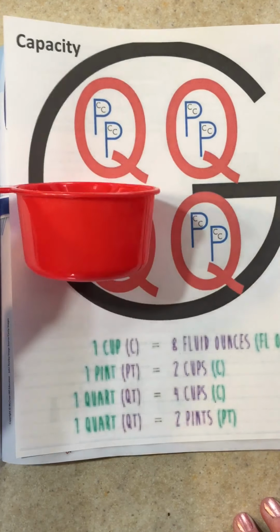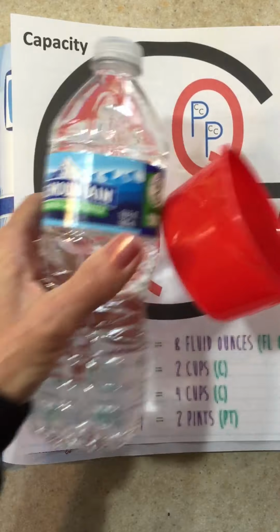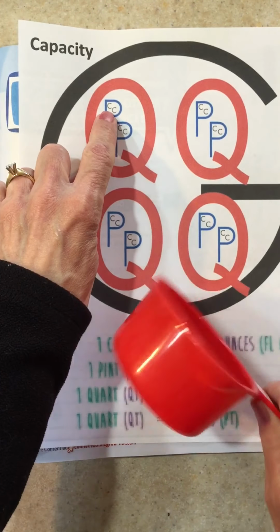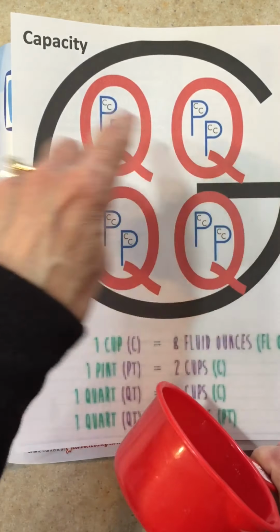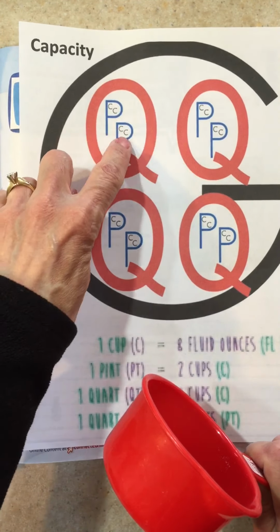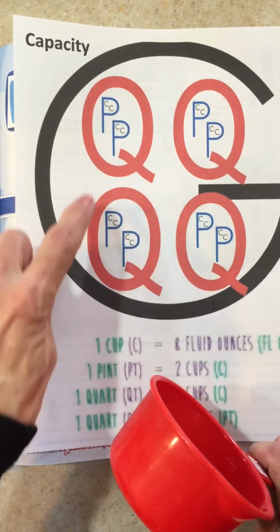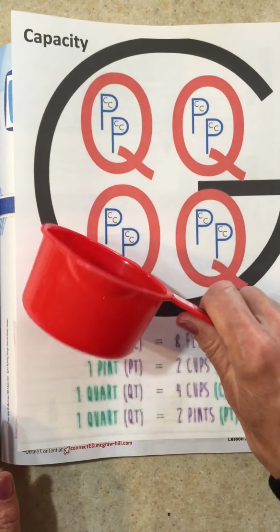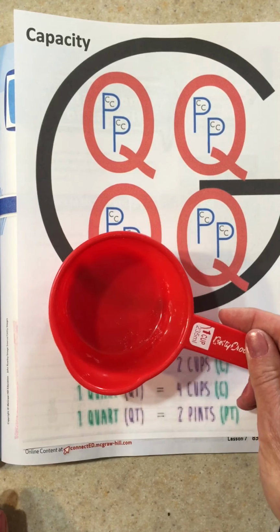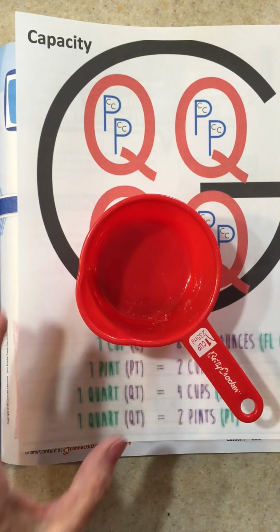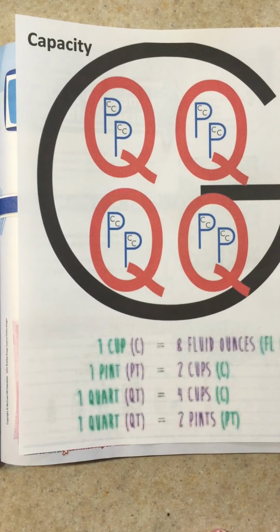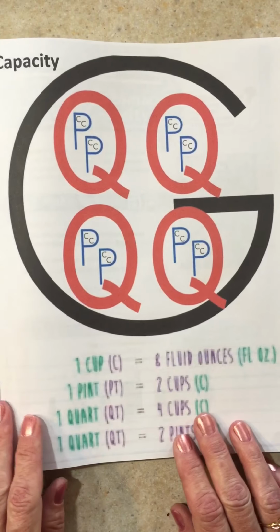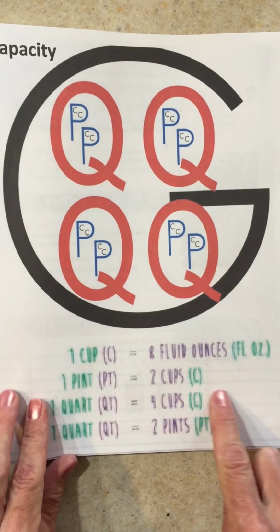Then you talk about cups. There's 2 cups in every pint. So how many cups fill up the whole gallon? 1, 2, 3, 4, 5, 6, 7, 8, 9, 10, 11, 12, 13, 14, 15, 16 cups to fill a gallon of milk. 16 of these to fill a gallon of milk. Now it could be milk, it could be water, but to fill a gallon, it could be any fluid. Okay, moving on.